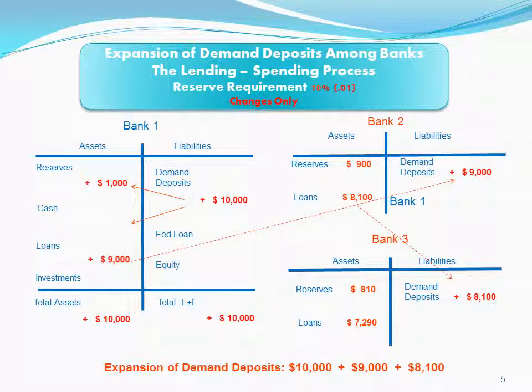Already you can see that demand deposits have increased from 10,000 plus 9,000 plus 8,100. So there's more borrowing, which means there's more debt in the economy, and also more spendable money in the form of checking accounts. So checking accounts are growing, and lending and debt of companies is growing.